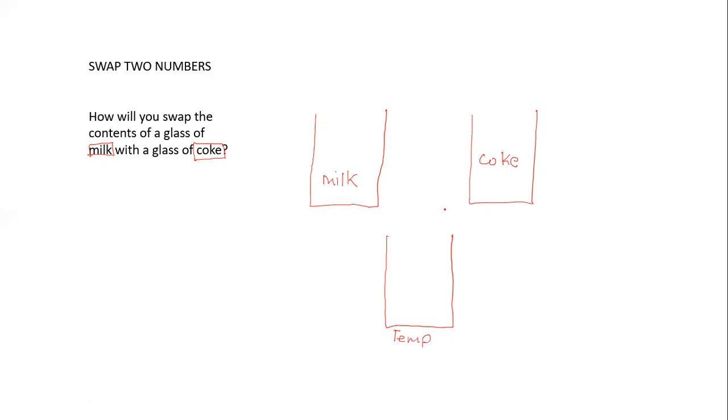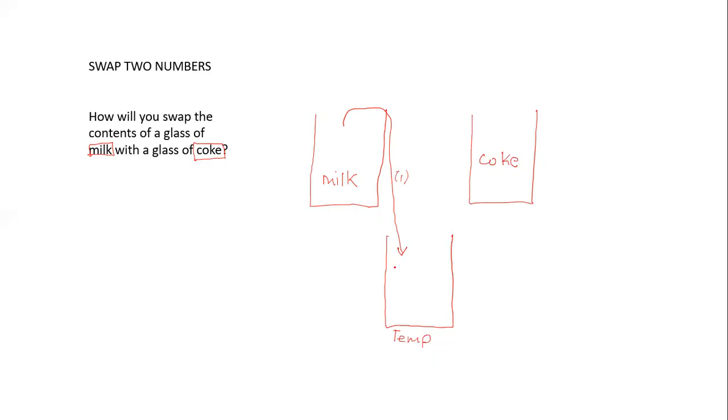So we get this temporary glass, and then we can start this process of swapping the values. I could start with the milk, or I could start with the Coke by putting them into the temporary one. So step one would be, let's take the milk and let's put that into the temporary container. So that's your step one.